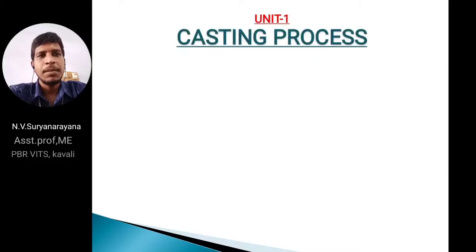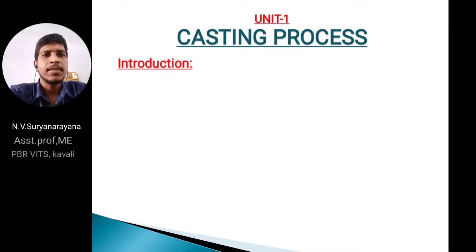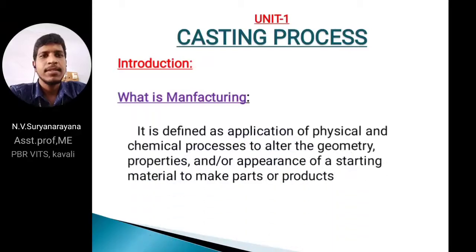First of all, coming to introduction, unit 1, casting process. Introduction: what is manufacturing? It is defined as the application of physical and chemical processes to alter the geometry, properties and appearance of the starting material to make parts or products, like converting the starting raw material or billets into tangible, usable products. That is about manufacturing.